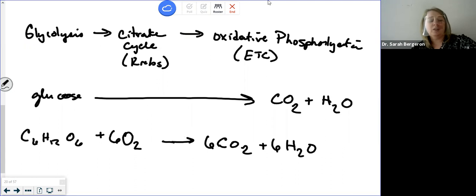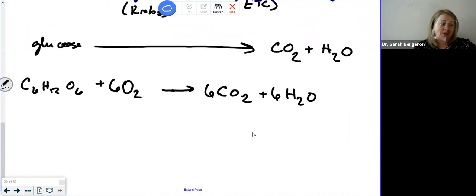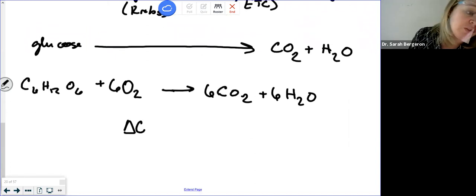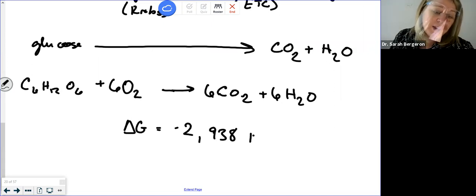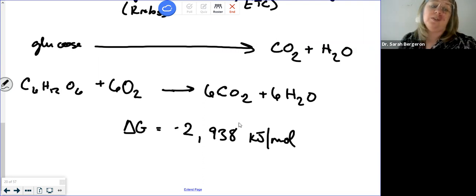So in glycolysis, glycolysis itself does not require oxygen. It's only the processes that occur in the mitochondria that require oxygen. But overall, to make this complete oxidation of glucose to carbon dioxide and water, you will need to have oxygen present. So the actual delta G value of this is negative 2,938 kilojoules per mole. So can the body do it? Yes, we have a negative delta G value. Perfect.